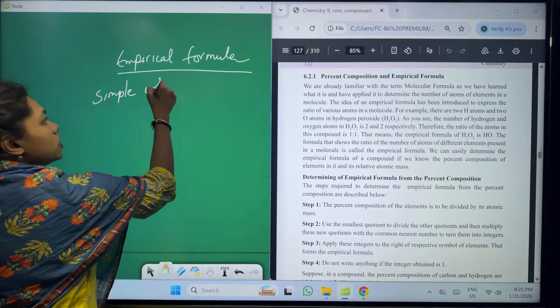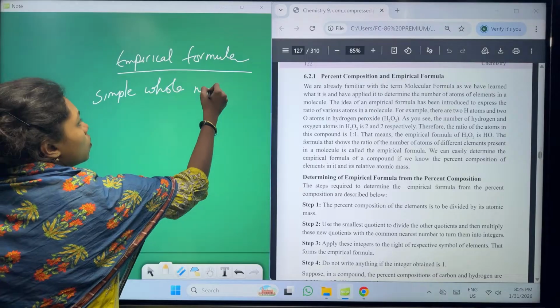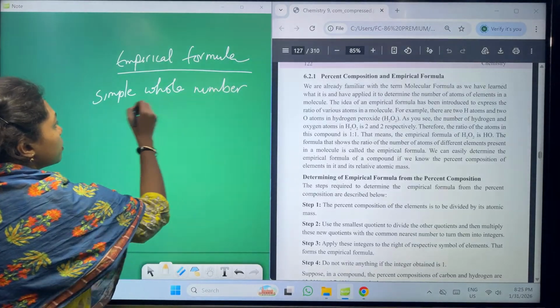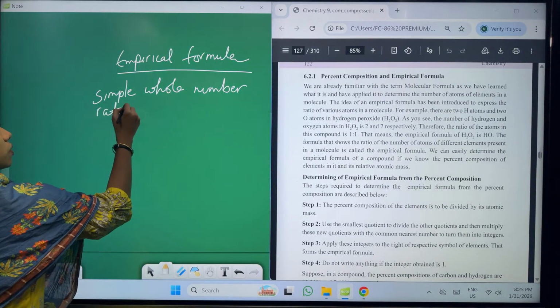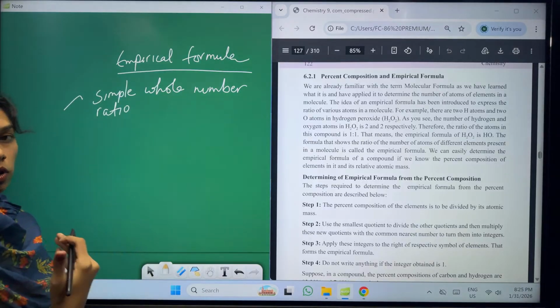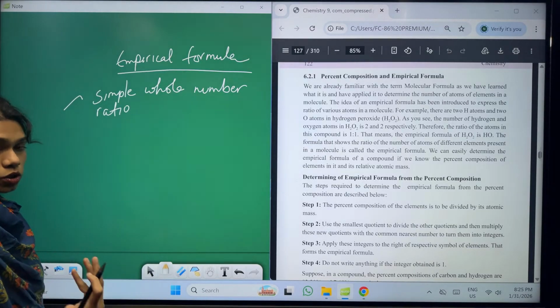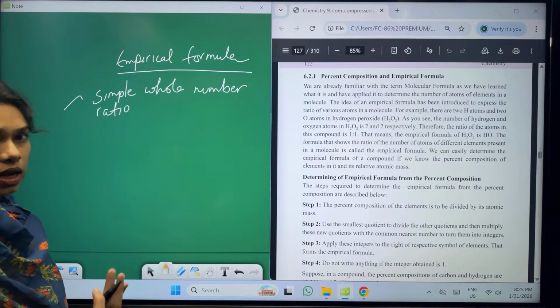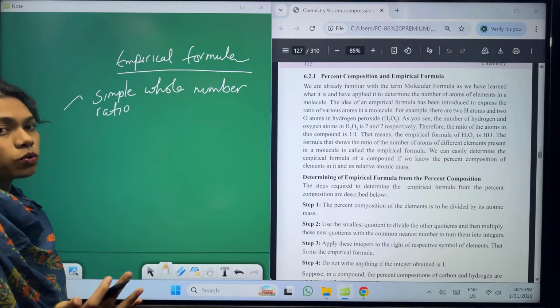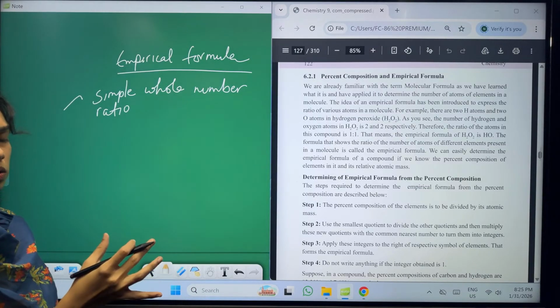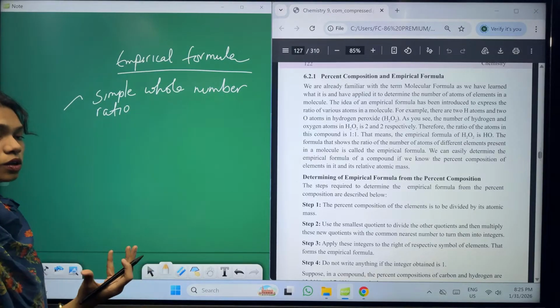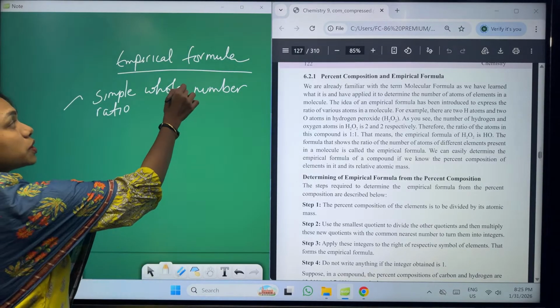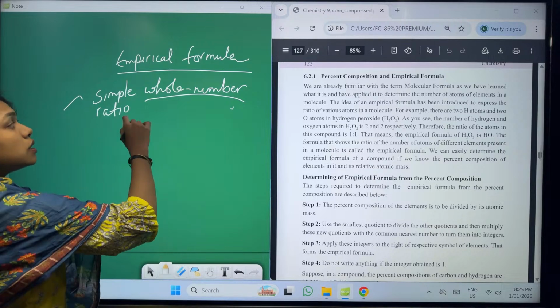This is a simple whole number ratio that we will always approximate. Let's say we have 2.12 and 3.98. We can approximate to 2 and 4. We will always approximate this empirical formula to a simple whole number ratio. This must be a whole number ratio.